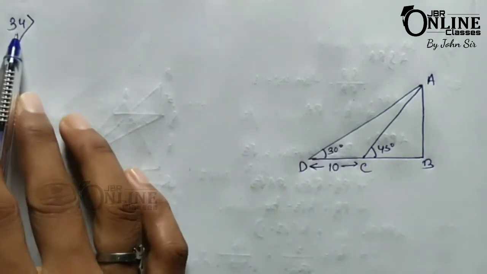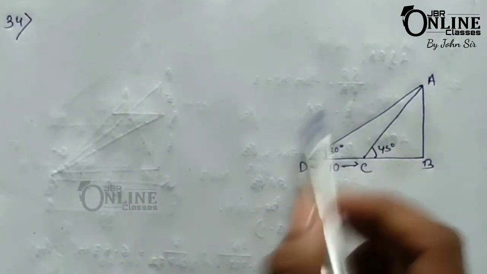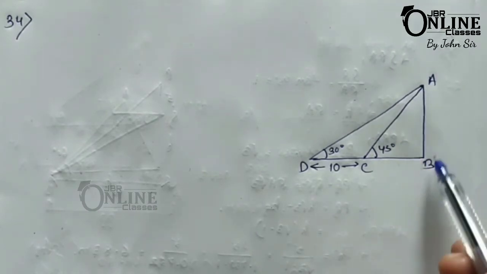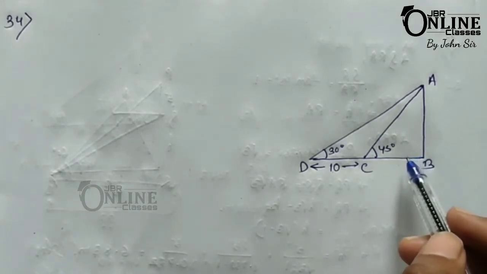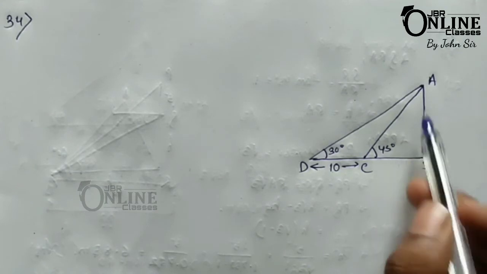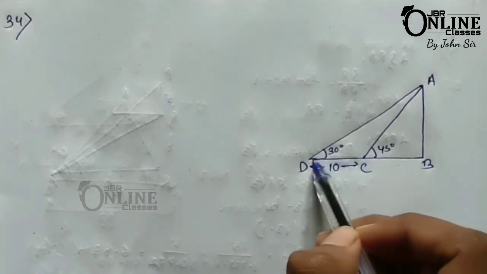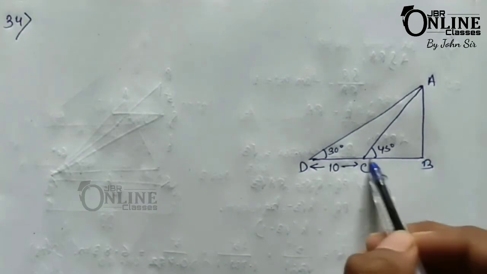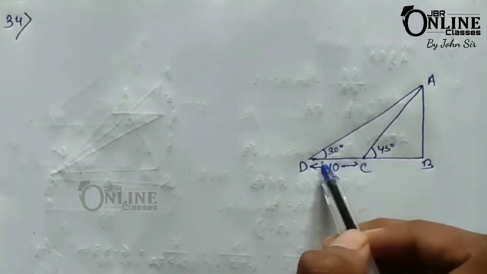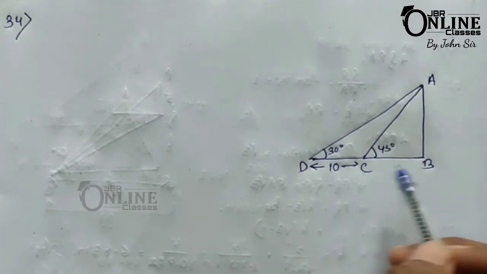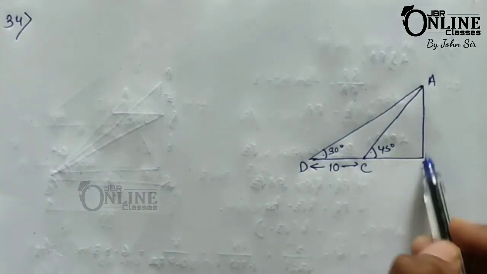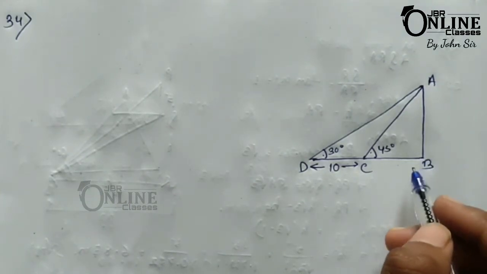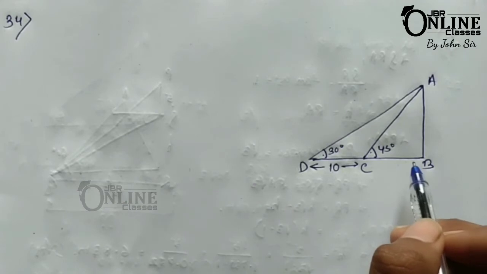So here is sum number 34. In sum number 34, that is the adjoining figure. In this figure, AB is the vertical tower on the ground level, and the shadow of AB increases by 10 meters. BC is the first position of the shadow, and DB is the increased shadow, increased by 10 meters. The altitude of the sun, that means the angle of elevation, changes from 45 degrees to 30 degrees. Now you have to find the height of the tower. I hope you can solve this problem, because I have already solved this kind of problem in the previous video.